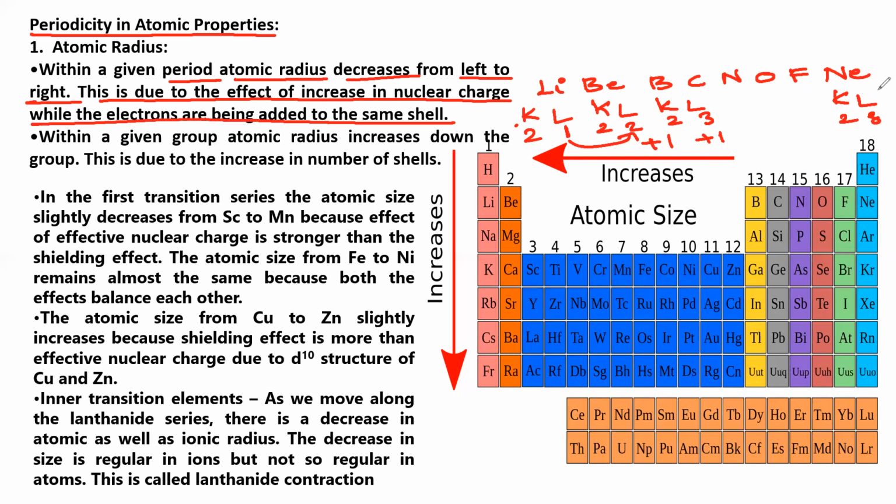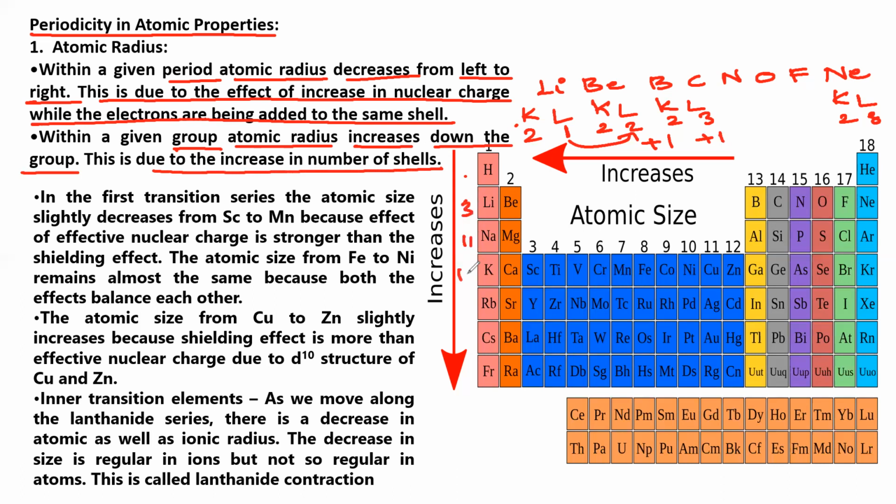Next, within a given group, atomic radius increases down the group. So simple it is. For a group, we have to look from top to bottom. That is the first group, if you take hydrogen to francium. This is due to the increase in atomic number. As atomic number increases, the number of shells also increases. If you see the first group, after hydrogen we will compare, because hydrogen is not resolved. So lithium onwards, lithium has atomic number 3. Next sodium, atomic number 11, potassium 19, rubidium, cesium, francium.